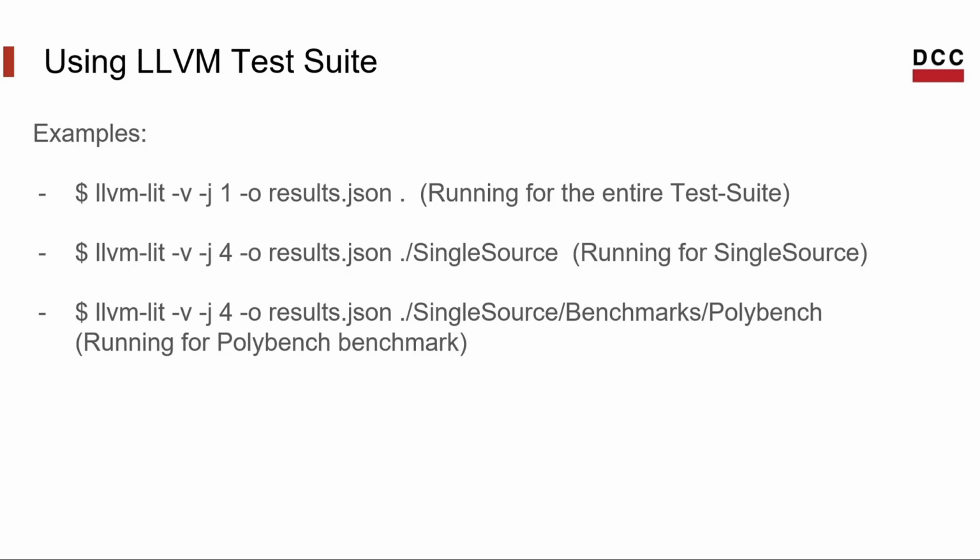So in this case, I'm calling lit, passing four workers, and I choose the single source benchmarks polybench as the directory. So this command will run the test only for the polybench benchmark. And the results of this case will be something like this.